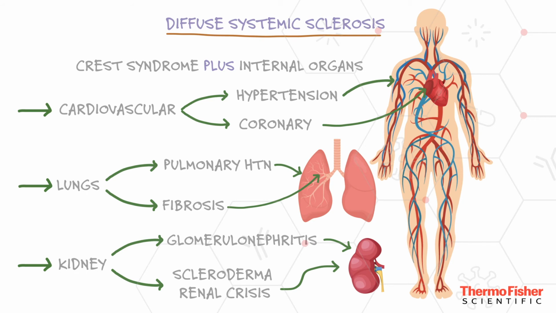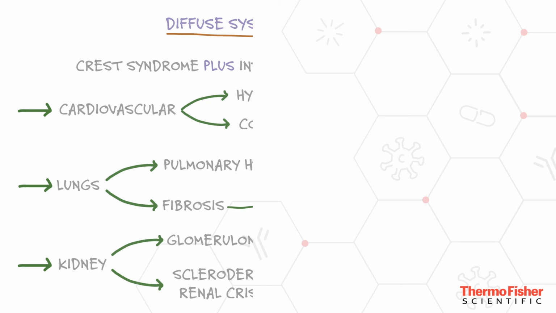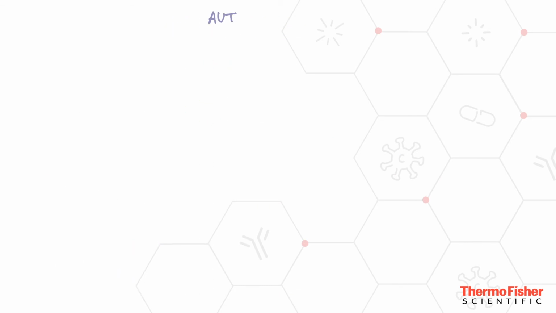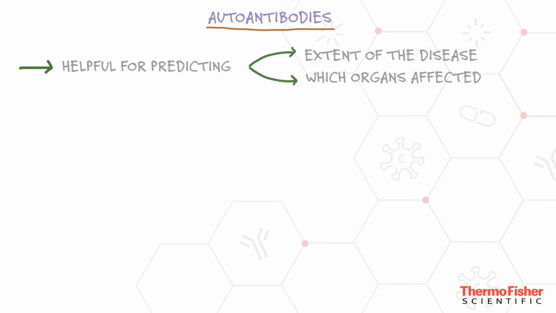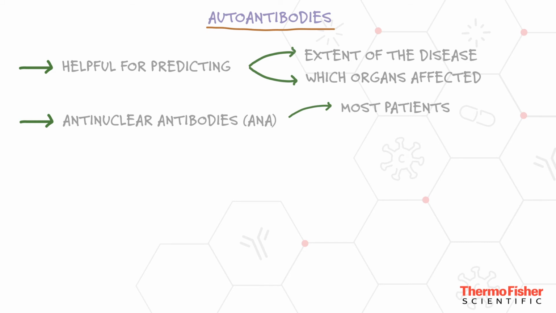Autoantibodies can be an important support when diagnosing systemic sclerosis. There are many autoantibodies involved in systemic sclerosis, and they are helpful in predicting the extent of the disease and which organs will be affected. Anti-nuclear antibodies, ANA, are positive in most patients with systemic sclerosis. They are not specific to systemic sclerosis.